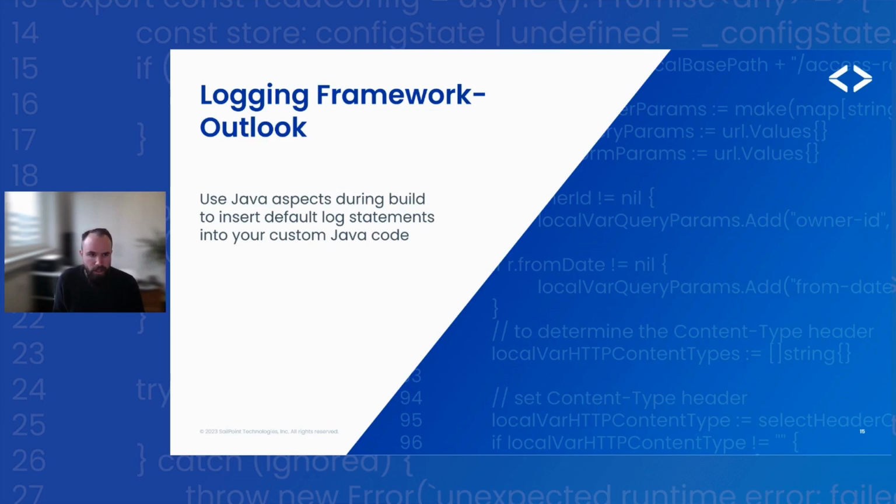So our plan is to expand that and, during our build process, we want to use Java aspects to pretty much insert default log statements at the beginning and end of every method into our custom Java code. That works in a way that the code is compiled, the statements are inserted, and then it's recompiled with those statements. It's just how aspects work, so that we actually don't have to write all these methods by ourselves, but just compile our code and they are automatically inserted, which is pretty cool, I think.